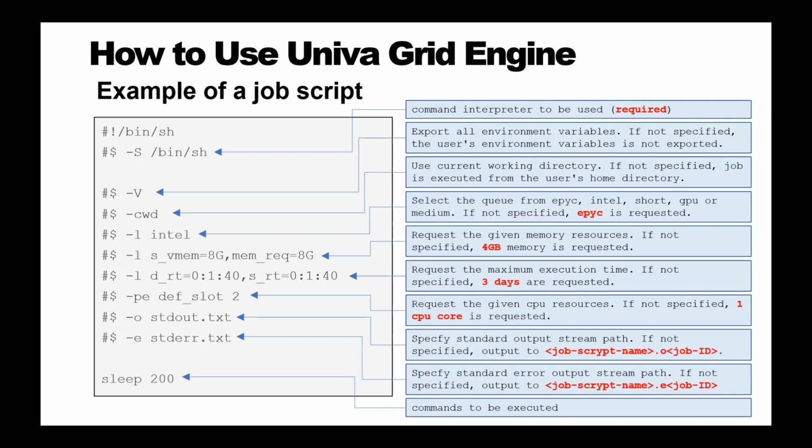Options other than the interpreter specification: queue, memory size, CPU number, maximum execution time, etc. can be described in the job script as in this example, or by using the command line option of the qsub command when registering the job. If nothing is specified, the default value described here will be used.